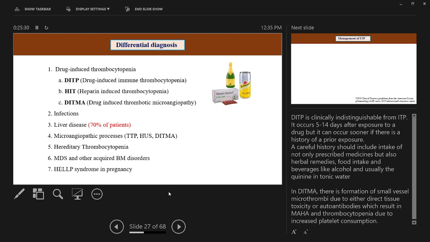It's a quinine and tonic water beverage. It contains quinine.